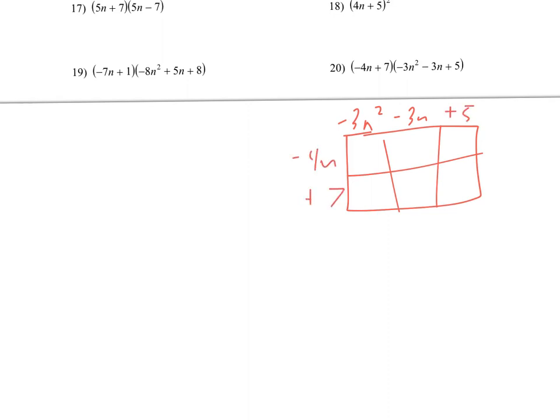All right, so now we'll multiply, which means multiply the big numbers and add the exponents. Same thing here.